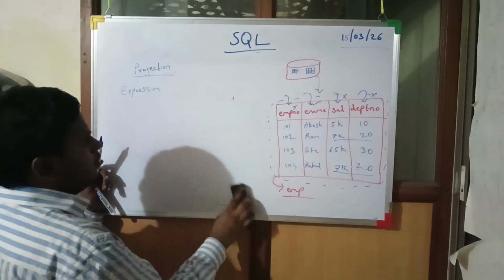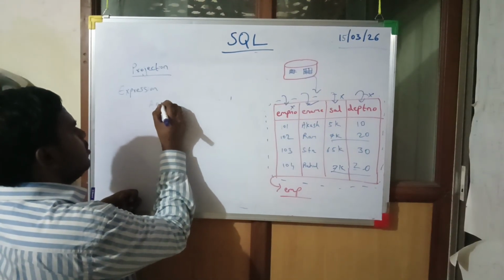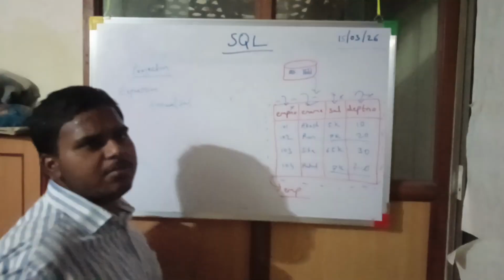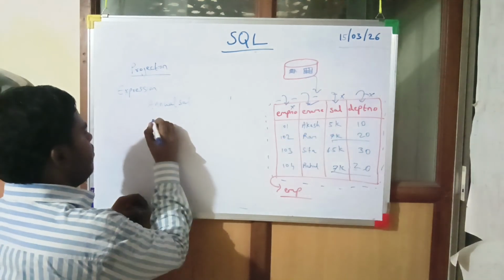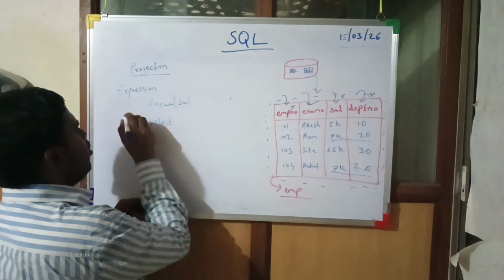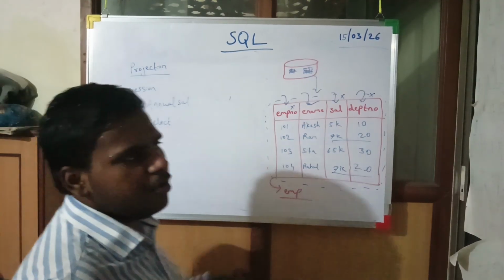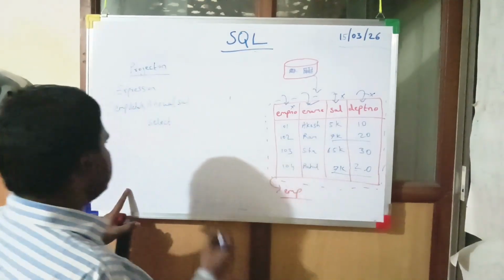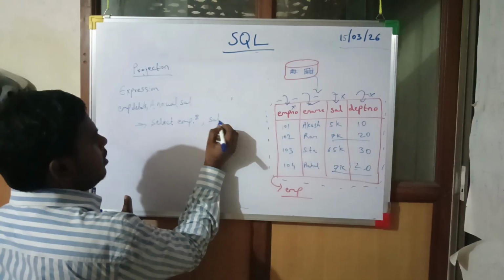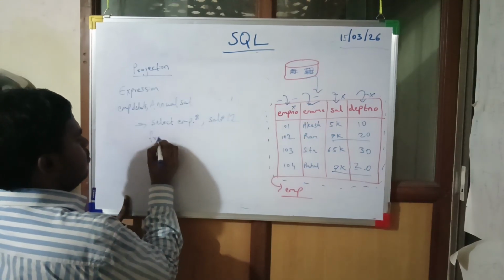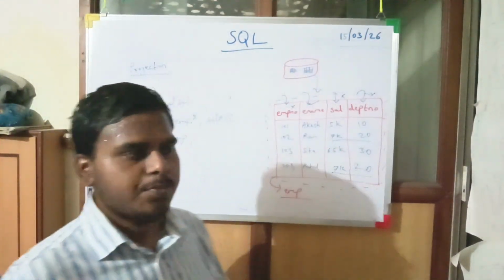Suppose I want to display the annual salary. Annual means yearly salary, so monthly salary into 12. So I will write select employee details comma annual salary. I want to display the employee details and the annual salary also. I will write the query like this: select emp dot star comma sal into 12 from emp. You will get the output.